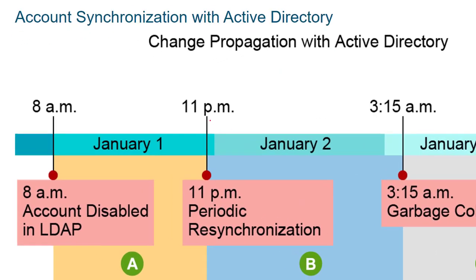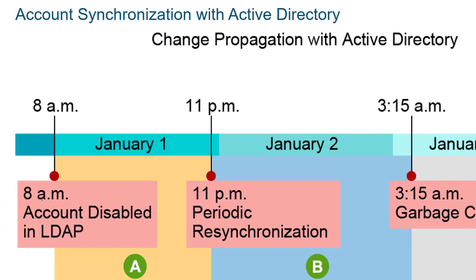So as an example here, at 8 a.m., we go and disable an account inside LDAP. So now we need to bear in mind of, well, when is the next scheduled resynchronization between Cisco UCM and the LDAP server? In this particular example, we've said it happens at 11 p.m. Now, of course, you can change that schedule yourself to determine how frequently you would like replication to happen. But in this example, we have to pick a number, so the number is 11 p.m.